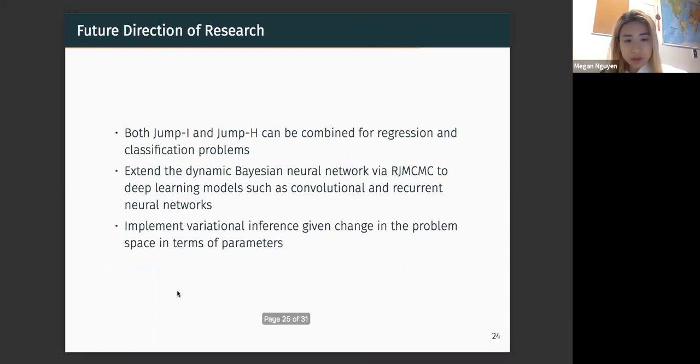And in terms of future direction for this new methodology, we think of combining both jump I and jump H, for both regression and classification problems, meaning that the architecture will not only range in the input layers, but also in the hidden layer. We will also extend this RGMCMC method to deep learning models, such as convolutional and recurrent neural networks. And we also look to implement variational inference, given the fact that the number of parameters can increase as we implement larger scale architectures. So variational inference might help us more in this case.